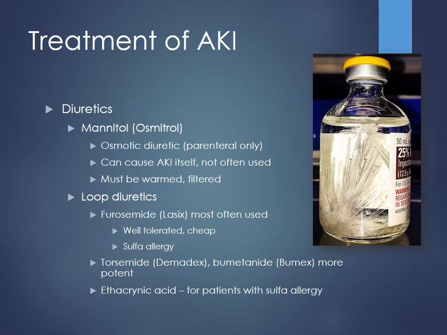Loop diuretics are most frequently used for this fluid overload. So again, Lasix is probably the most often one being used. Again, keep in mind that sulfa allergy, there may be some cross-reactivity there. So use things like ethacrynic acid, which might be a better option for them. We have bumetanide and torsemide also available. They're just a little bit more potent.